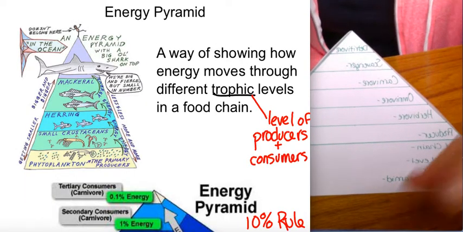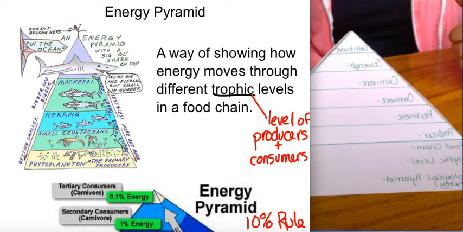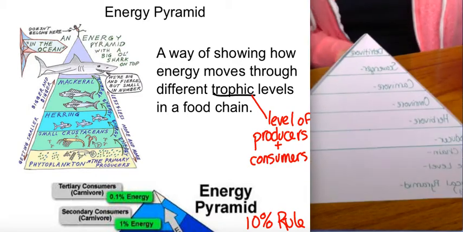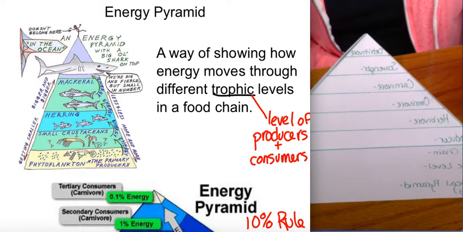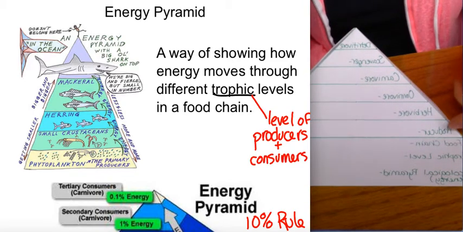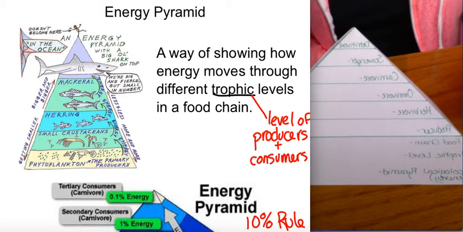Also, an energy pyramid, or really an ecological pyramid, is a way of showing how energy moves through different trophic levels. Trophic level is actually one of the words down here on the bottom that I wanted you guys to fill in. A trophic level is really just a step in the food chain. It's the level of producer or consumer. So you have a producer and then a primary consumer of that producer. Typically, it's an herbivore. That level is a trophic level in the food chain.